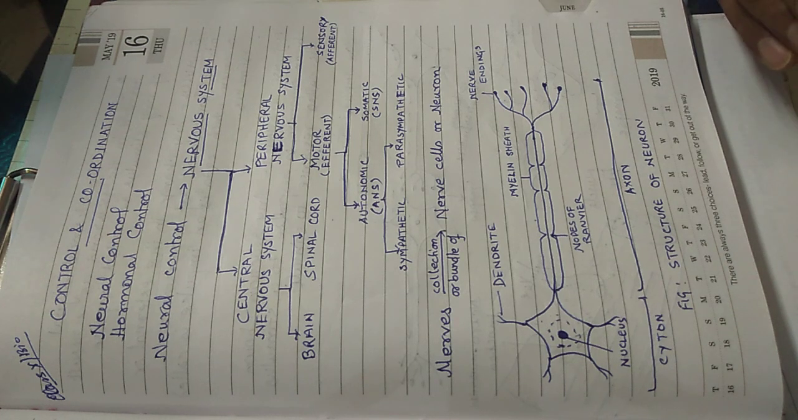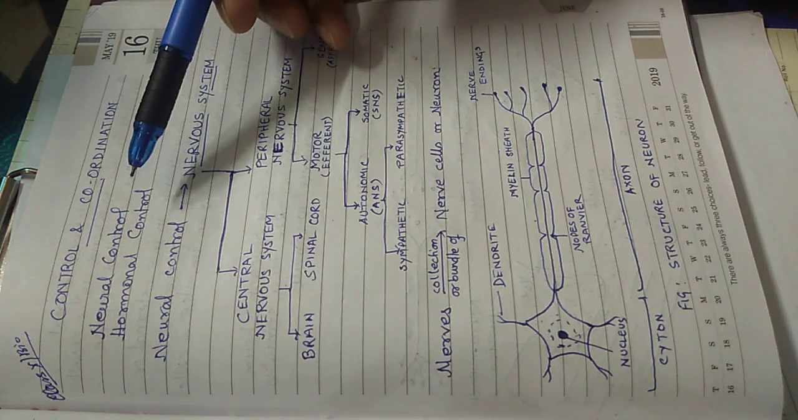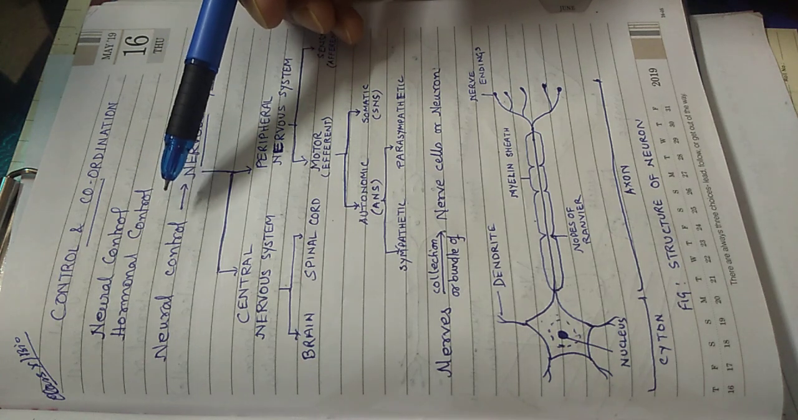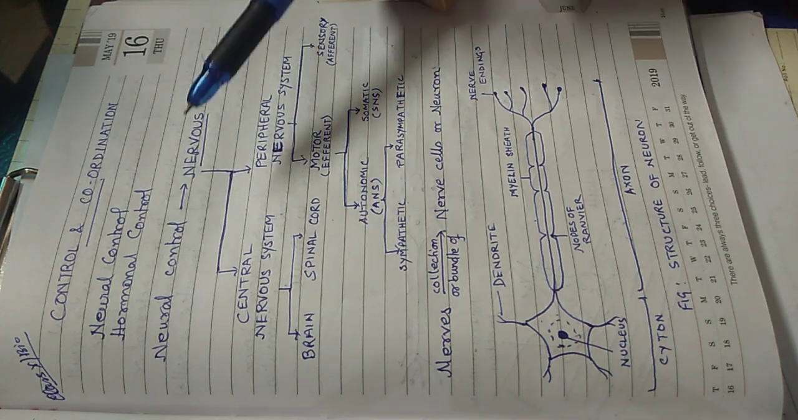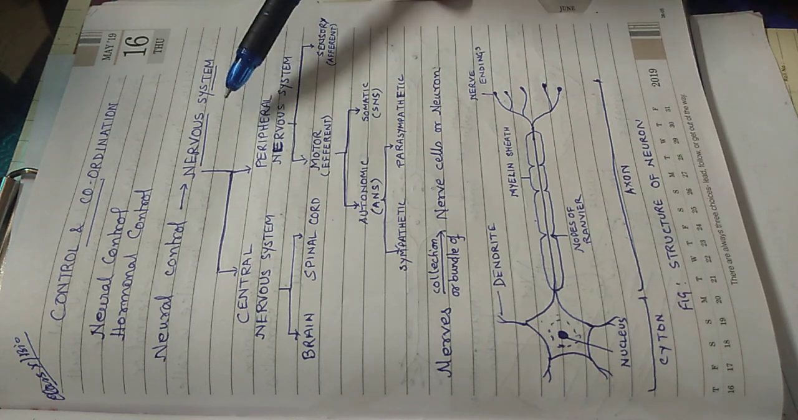So that order and that control is brought about by two systems in human beings. One is the neural system, another one is the hormonal system. So basically we have two types of control mechanism: neural control and hormonal control. First we'll be discussing the neural control. The neural control is done by the nervous system.